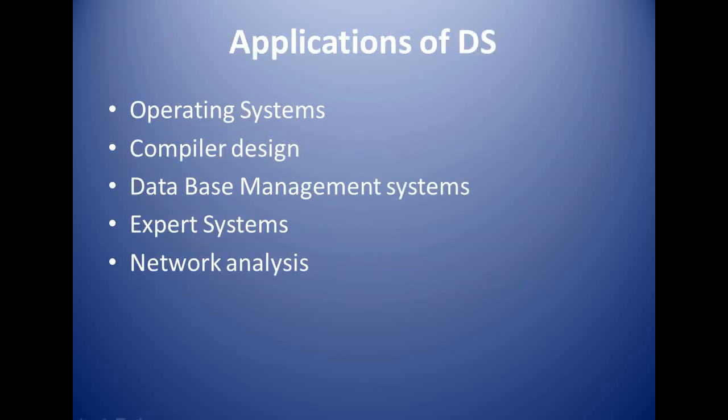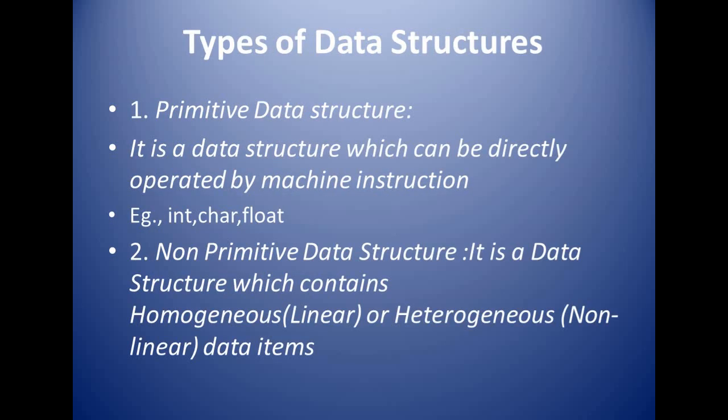So next, where are the areas we are using applications of data structures? First one is operating system, compiler design, database management system, expert system, network analysis. These are the vast areas we are using the data structure. What are the types of data structure? The data structure is classified into two types. First one is primitive data structure and the second one is non-primitive data structure.